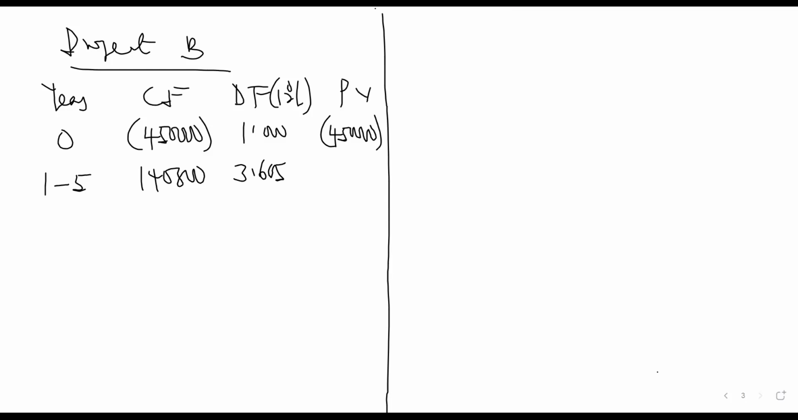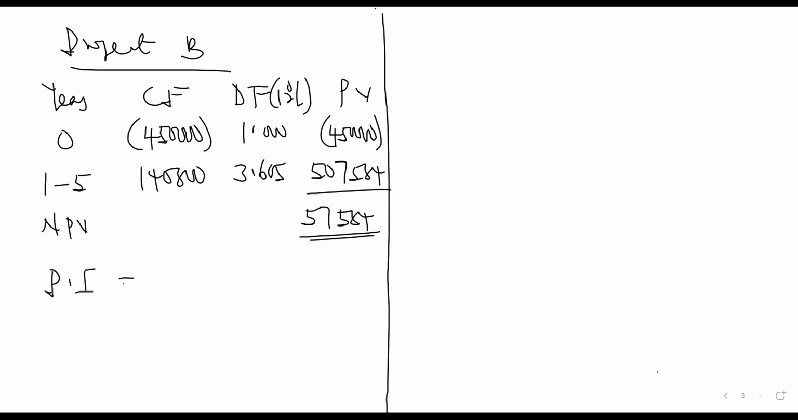Okay, so let's calculate 140,800 times 3.605. I'm getting 507,584. All right. So what are you having as the net present value? I'm having 57,584. Okay, let's find the profitability index.